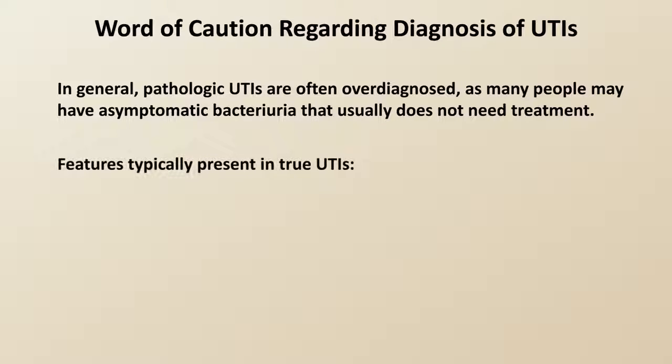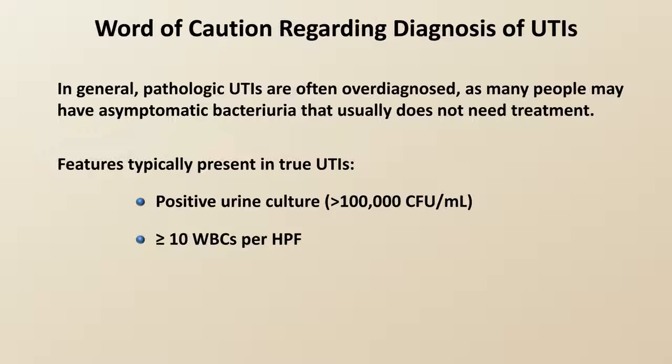Features typically present in true UTIs include a positive urine culture. The usual cutoff used is greater than 100,000 colony-forming units per milliliter of urine, but one should not be too dogmatic about this specific number if the rest of the presentation strongly suggests a UTI. Greater than or equal to 10 white blood cells per high-powered field when a centrifuged sample is examined under the microscope.